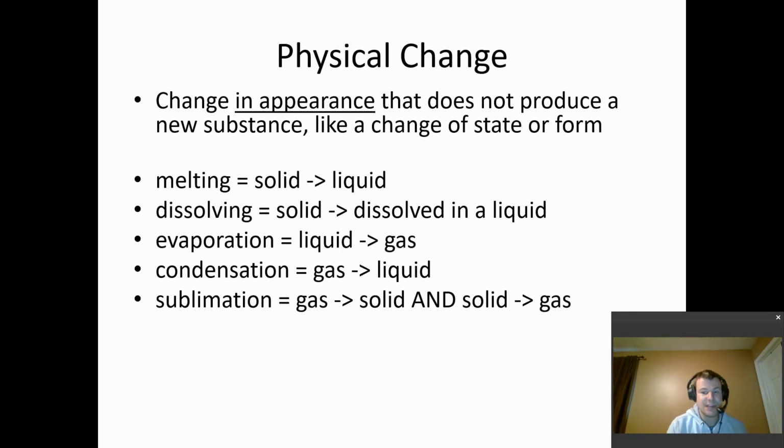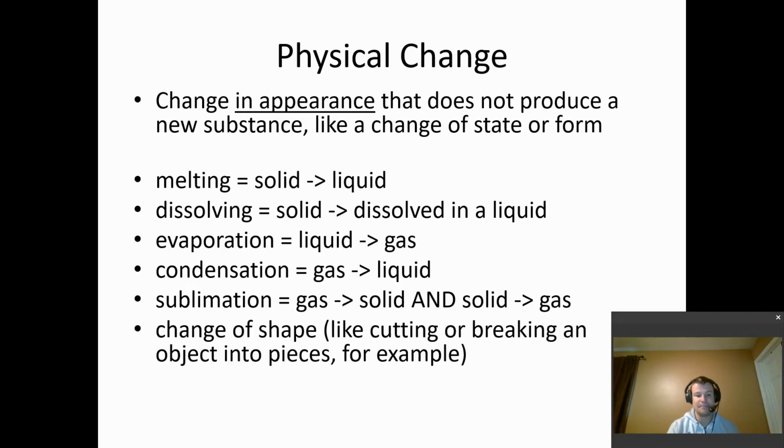And sometimes you can even have the liquid phase skipped altogether. You can go from gas to solid or from solid to gas. We call that sublimation. A good example of that is carbon dioxide, dry ice. When carbon dioxide becomes very, very cold, it goes straight from gas to solid. And then when you release that into the atmosphere, it can go from solid back to gas.